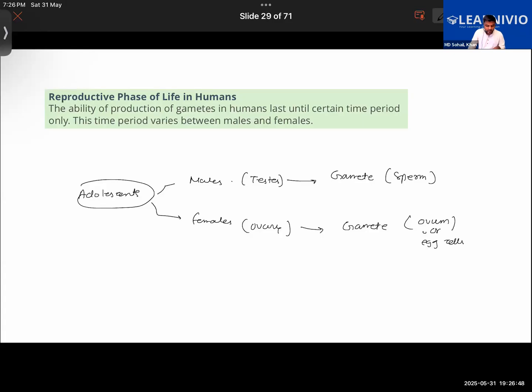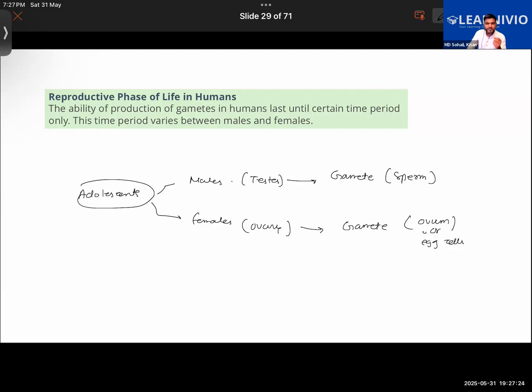So adolescents become capable of reproduction at puberty when the testis in the male and the ovaries in the female begin to produce sperm and egg cells. Adolescent boys would be growing and becoming men, and adolescent girls would be growing and becoming women. In men, the capacity to produce male gametes or sperms usually lasts throughout life. Once they have attained puberty, till their lifetime, they are reproductively capable.